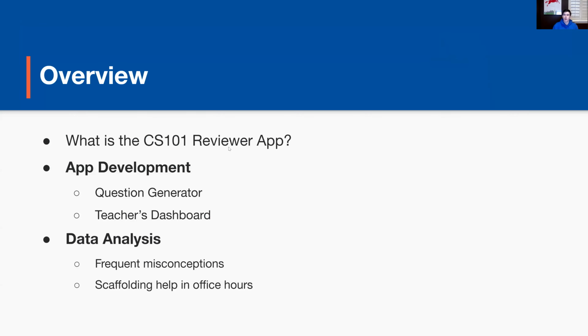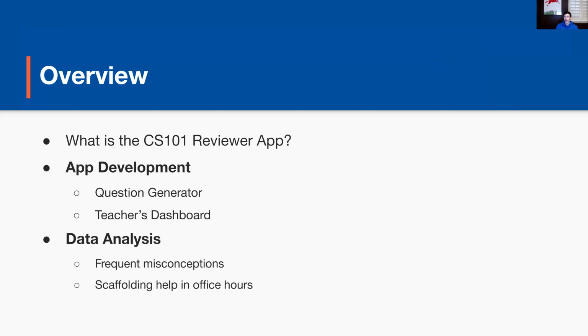So quick overview. What is the CS 101 Reviewer App? It's an online web application that students use throughout the semester in CS 101 as an optional study tool and also for pre-lab activities. And there are a bunch of machine-generated questions involving various topics throughout the course.